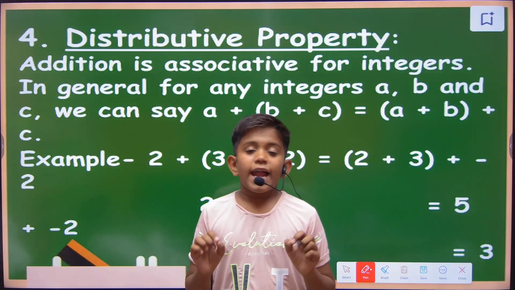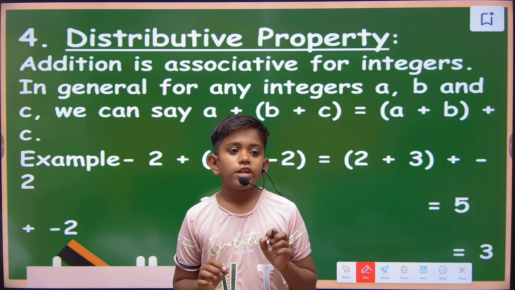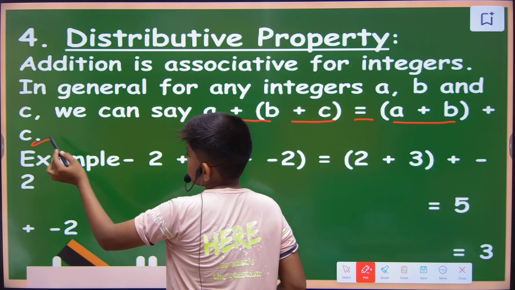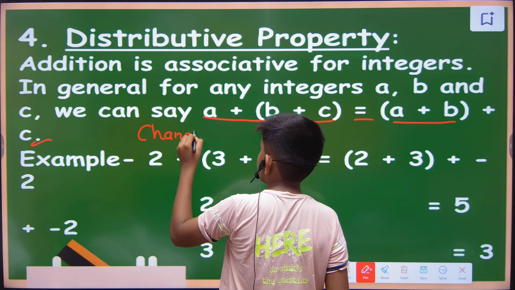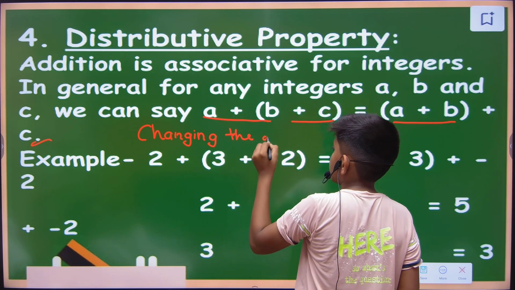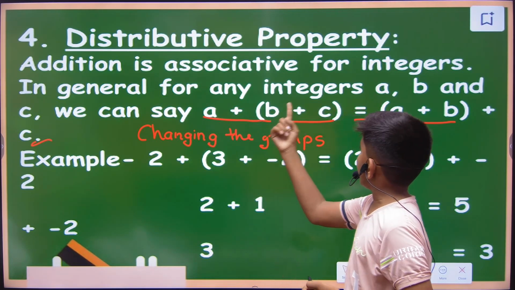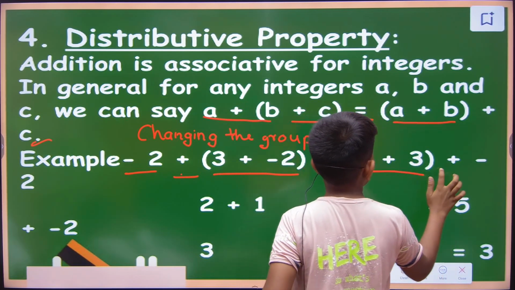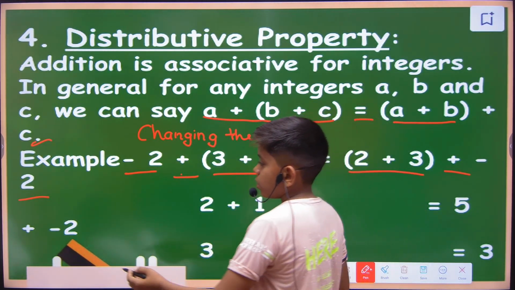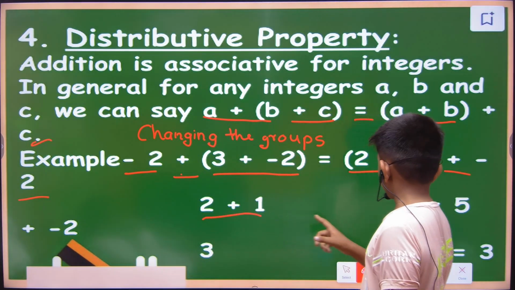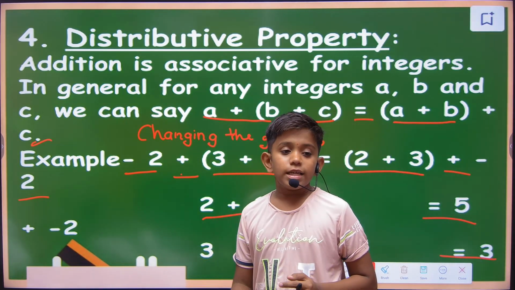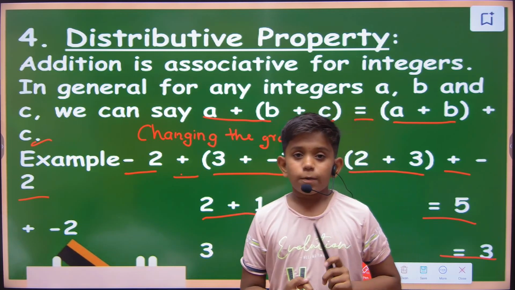Next, the associative property. Addition is associative for integers. In general, for any integers a, b and c, we can say that a plus (b plus c) equals (a plus b) plus c. What are we changing? Changing the groups. Means in the bracket here we have b and c, but here we have a and b. Example, minus 2 plus (3 plus minus 3) is equal to (minus 2 plus 3) plus minus 3. Means here we have changed the groups in the brackets. So addition is associative and subtraction is not associative.